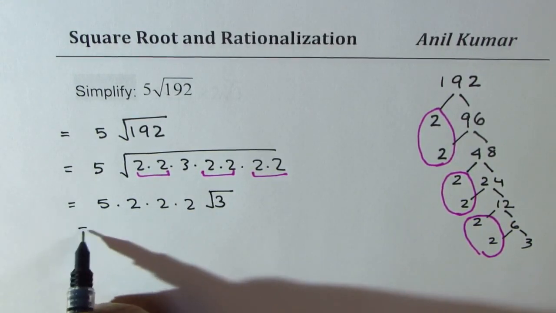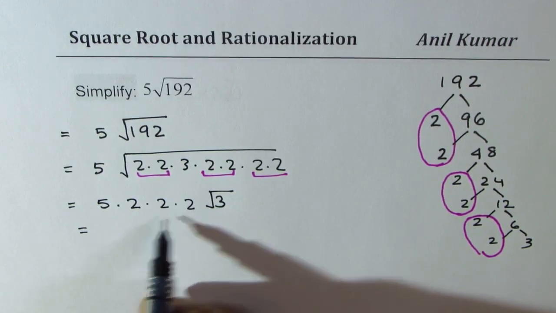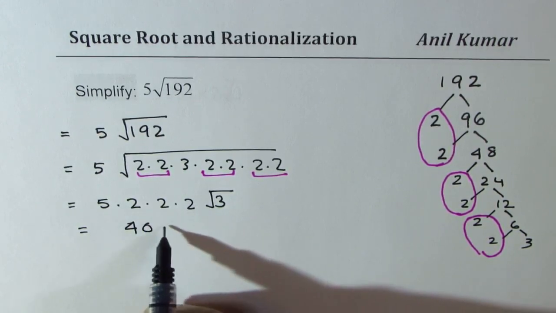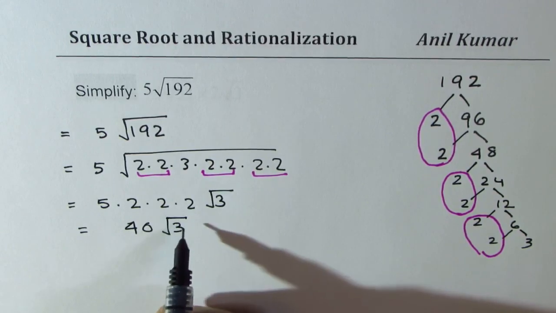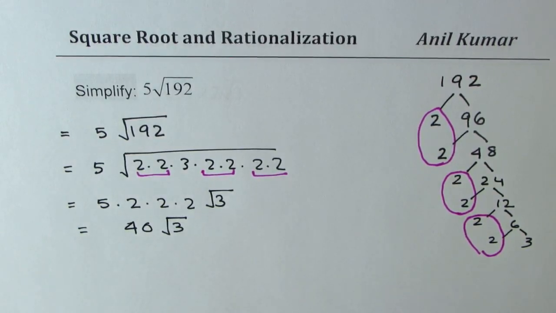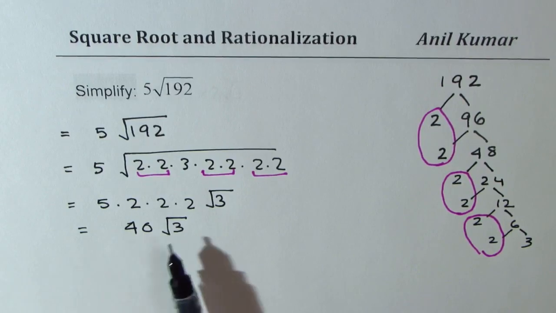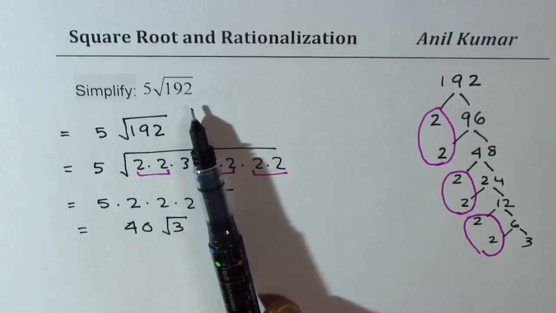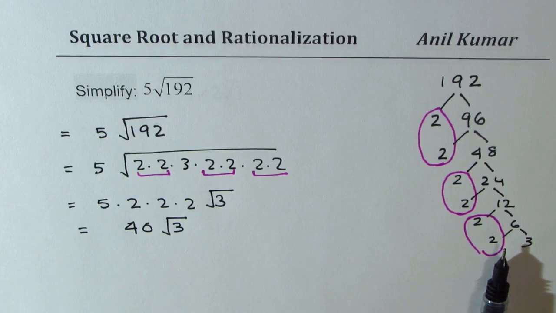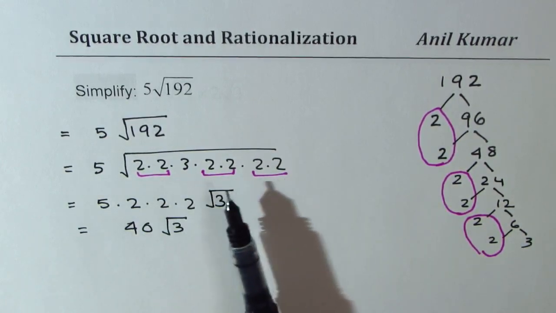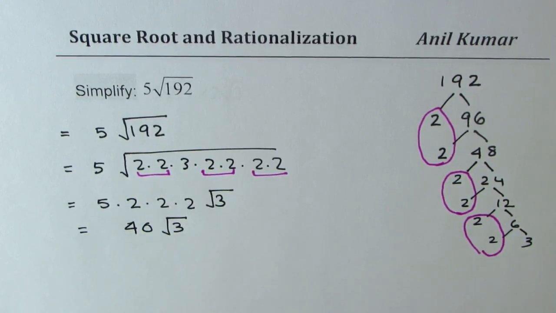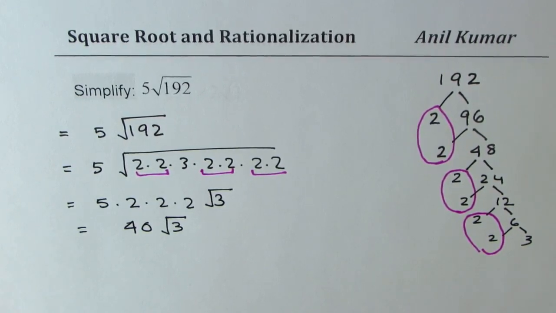8 times 5 is 40, and we get 40 square root 3 as our solution. Do you get the answer, right? So this is one way of solving such questions. So prime factorization of a number helps us to write the number in a factored form, from where we can pick up the combinations which repeat and then get the answer. Well, so this is a very effective way. It may look as if it takes long time, but it really doesn't.